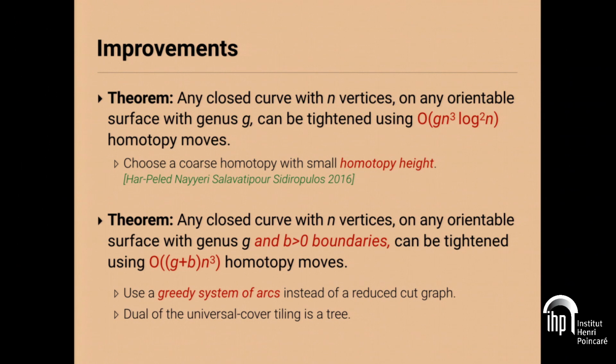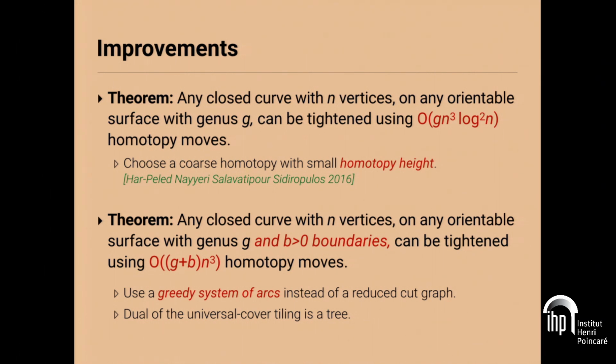Now, in a few cases, we can actually improve this. At the end of the fourth bound, in some later ongoing work by Arnaud and Chen, they were able to reduce the n to the fourth down to something like n cubed, at least when the genus is fixed, by choosing the coarse homotopy more carefully. So we just picked the coarse homotopy that worked.